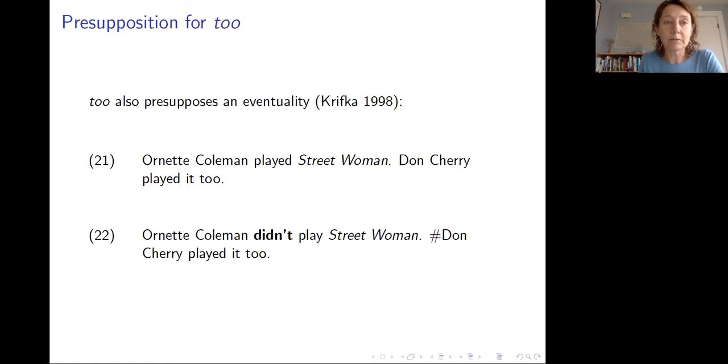Having dealt with Heim's puzzle, we now want to turn to another eventuality presupposition trigger, namely too, the additive particle. So too also presupposes an eventuality. In 21, Ornette Coleman played Street Woman, Don Cherry played it too. Too has the presupposition someone played a tune, satisfied by Ornette Coleman played Street Woman. But 22 shows that if we negate that first clause, Ornette Coleman didn't play Street Woman, too becomes infelicitous, Don Cherry played it too. So that's explained if too has exactly the same kind of eventuality presupposition that same has.